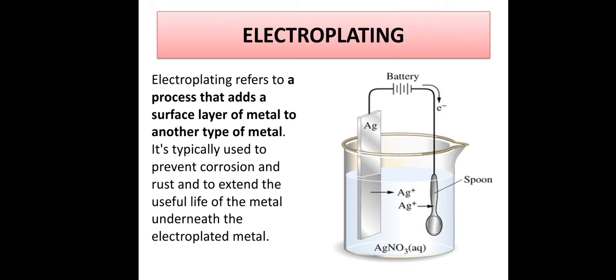Next, we would see electroplating. Electroplating actually refers to a process that adds a surface layer of metal to another type of metal. Ek metal surface ke upar dusre metal ka deposition ko hum log electroplating kehte hain. इलेक्ट्रोप्लेटिंग हम गोल्ड से कर सकते हैं या फिर सिल्वर से कर सकते हैं या फिर जिस भी एलिमेंट से कर सकते हैं जो हमें चाहिए.